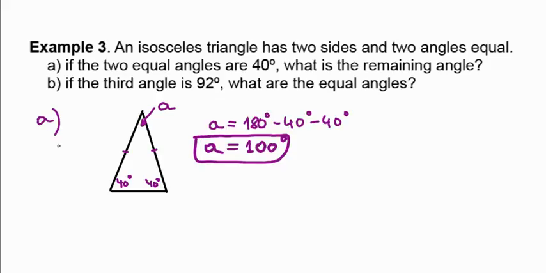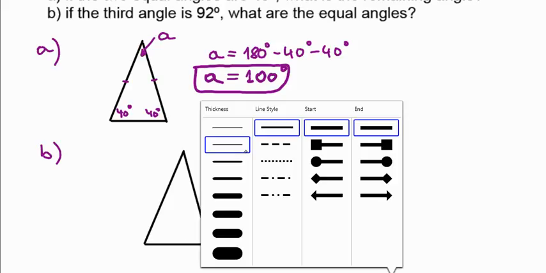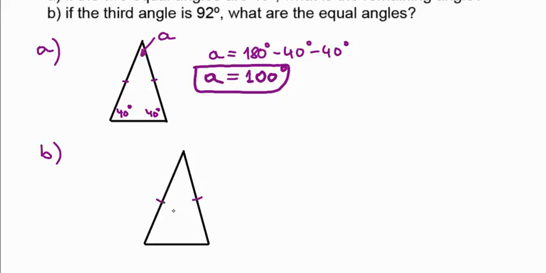That was it. A. B, we're going to look at it, and it says if the third angle is 92 degrees, what are the equal angles? So this is a very similar question, but it's kind of opposite. So I can still sketch an example of a triangle, something like this. And I can say that these two are equal. And what I have now is this angle here up top is 92 degrees. Now I'm missing two angles. So these two angles at the bottom, but they're going to be the same angles.